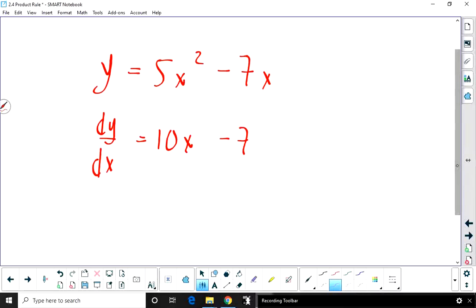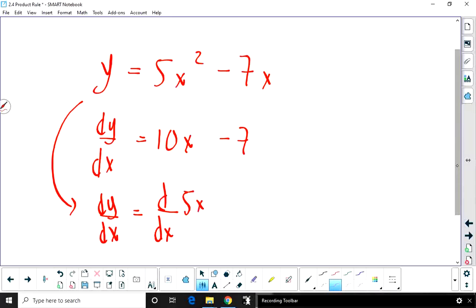What you've done in this particular question is you've said that the derivative of this whole thing, dy dx, is the derivative with respect to x of 5x squared minus the derivative with respect to x of 7x. You probably don't write that, and nobody does. But what we're saying is the derivative of a difference is the same as the difference of the derivatives. That was one of the rules we talked about yesterday, and the same is true for the sum.